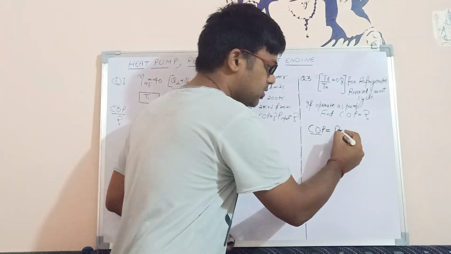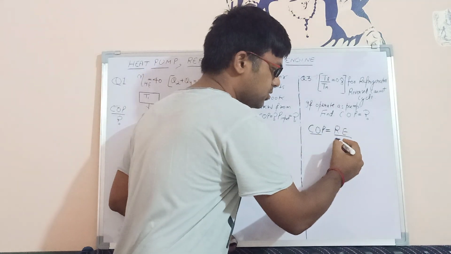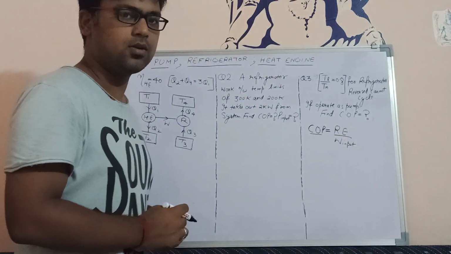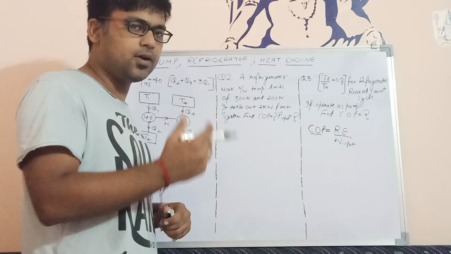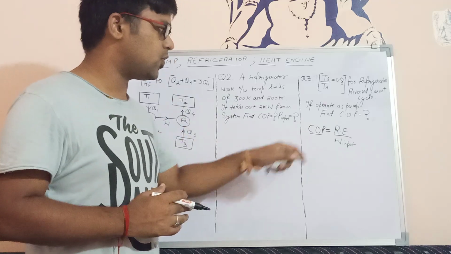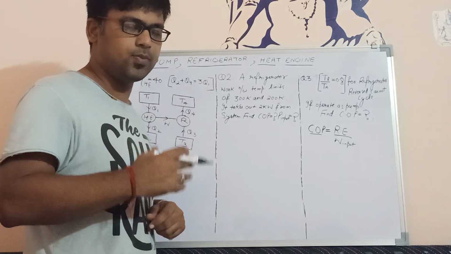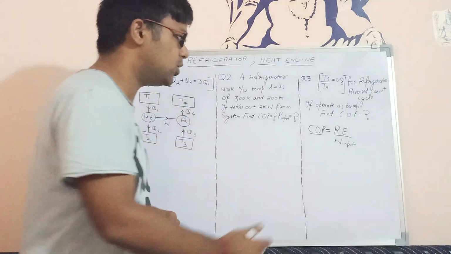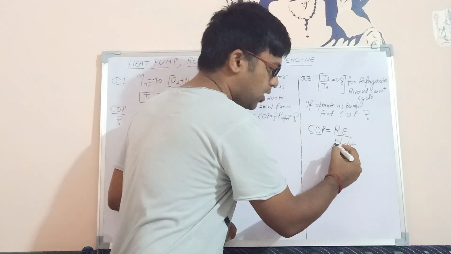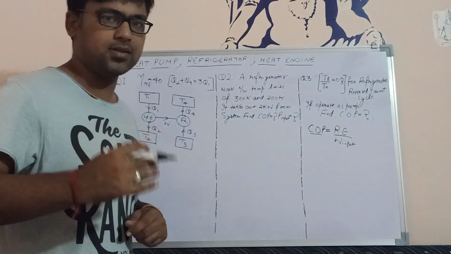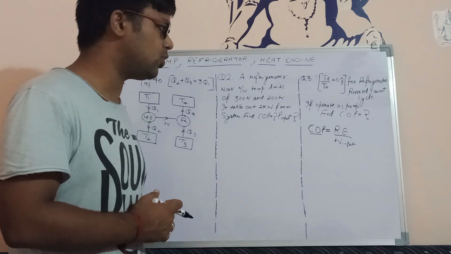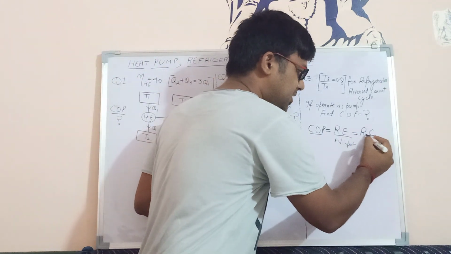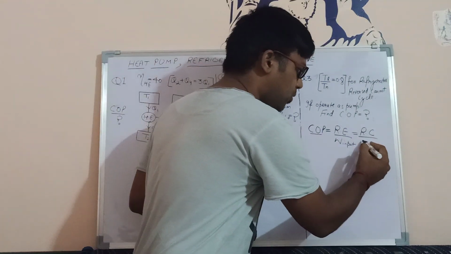will be the refrigeration effect upon work input. In simple words, what we want and what we are paying for that. In the refrigerator, we want to produce a refrigeration effect. We want to take heat from the space which is to be cooled. That is the refrigeration effect, upon how much work input is required to run the compressor and other components of the refrigerator. In other words, it is equal to RC, that is refrigeration capacity, upon power input.